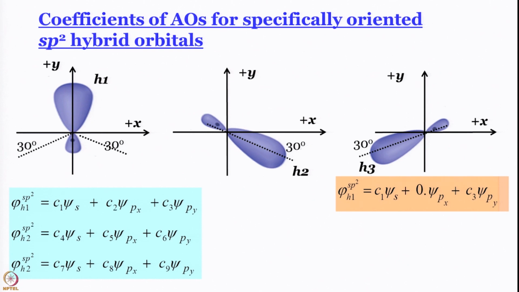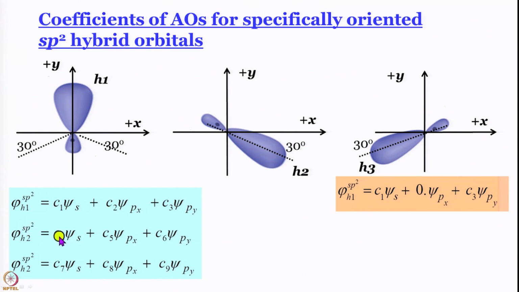Okay. Now, do we know what this C1 is? Actually we do. Remember, the C1 must be equal to C4 must be equal to C7, remember, because s orbital has to make equal contribution to all the hybrid orbitals.